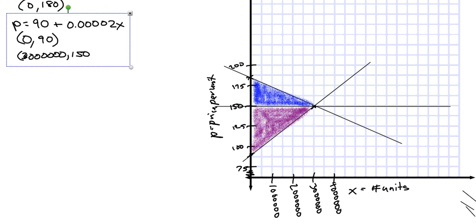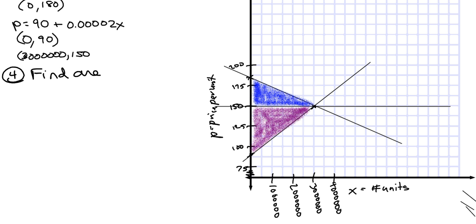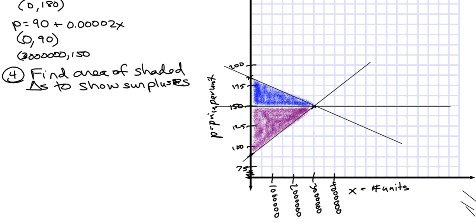And that helped me graph that. Now, my next job, and I'll call this step 4, is to find the area of the shaded triangles to show the surpluses. And so the consumer surplus, I'll maybe do that in blue. The consumer surplus.